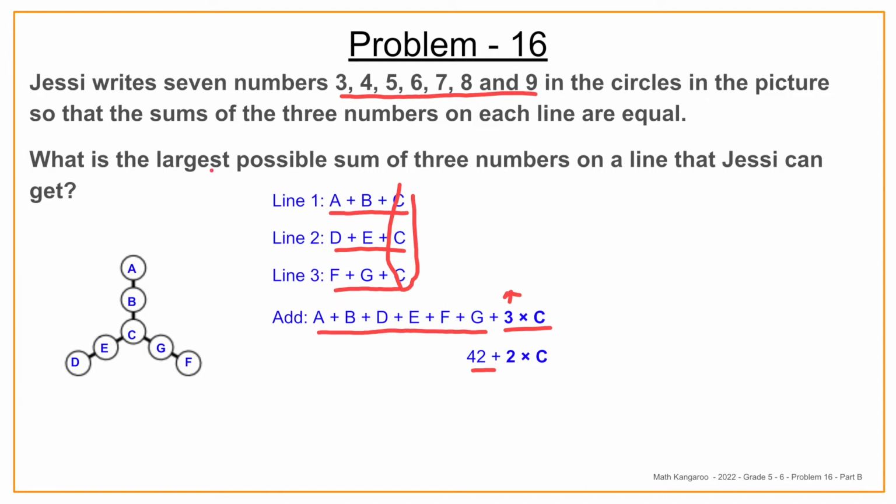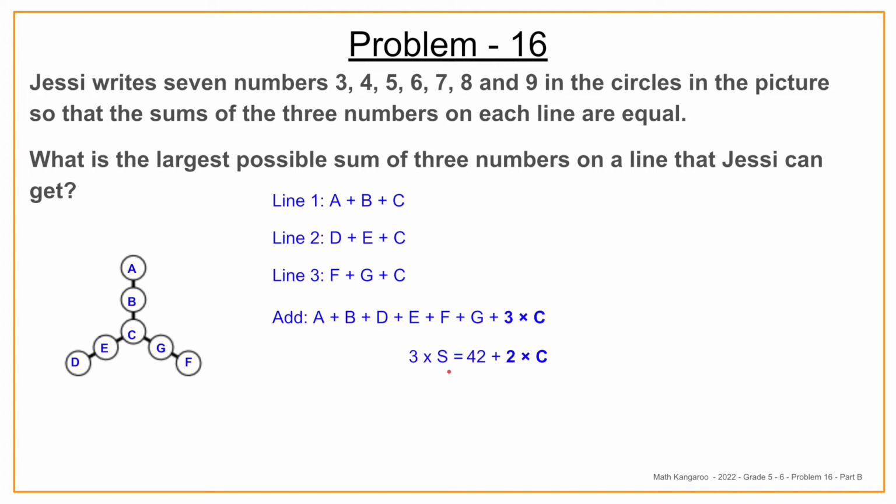Now look into the question. What it says is that the 3 numbers on each line are equal. That means A plus B plus C, D plus E plus C and F plus G plus C are the same. That means can we say S to this, S to this and S to this? So we get 3S which is equal to 42 plus 2C.